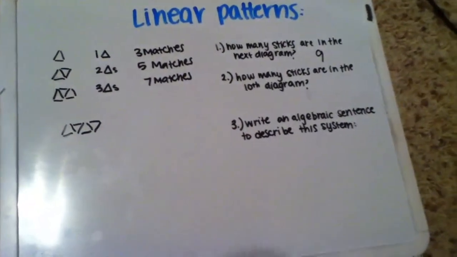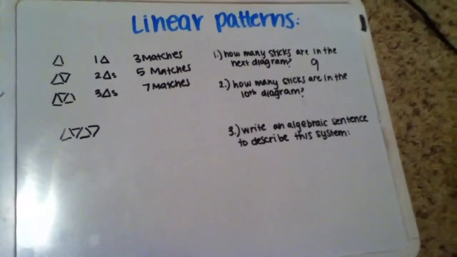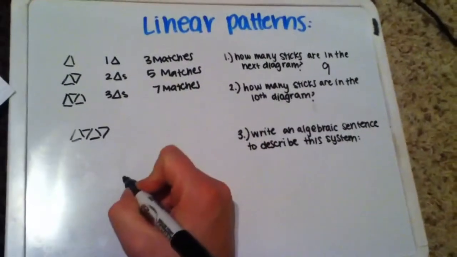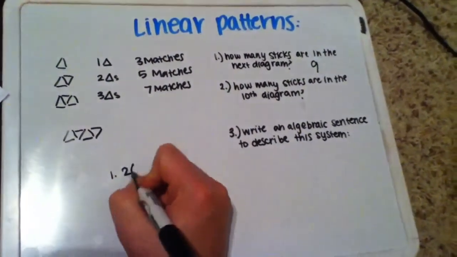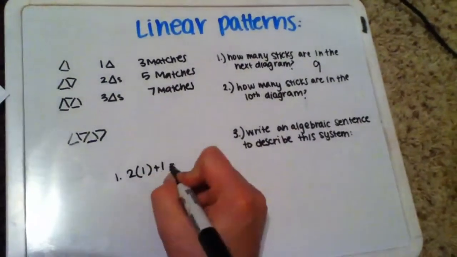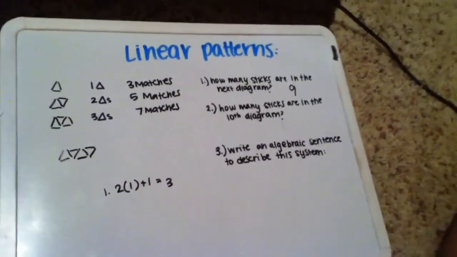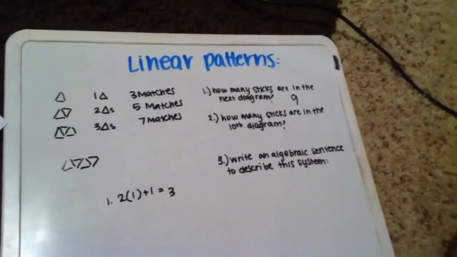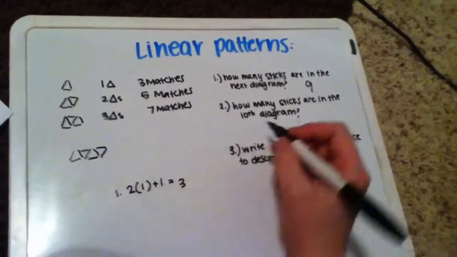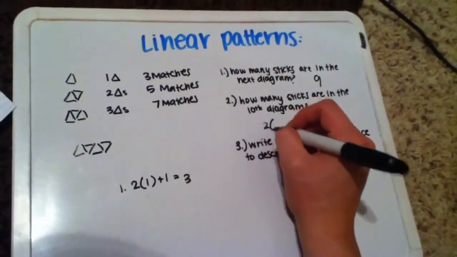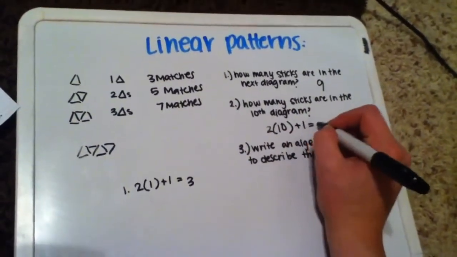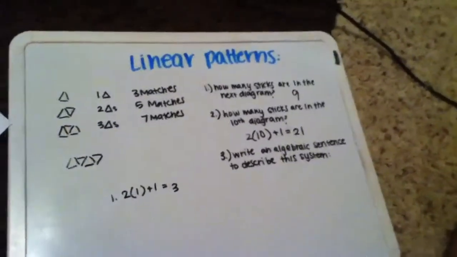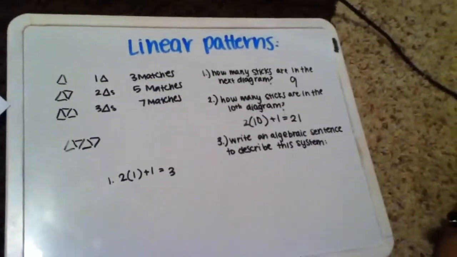And so how many sticks are in the 10th diagram? Now that we know that the first one on here was 2 times 1 plus 1 equals 3, we can just put in a 10 instead of that 1 to get the correct answer. So this would be 2 times 10 plus 1 equals 21. So there will be 21 sticks in the 10th diagram.